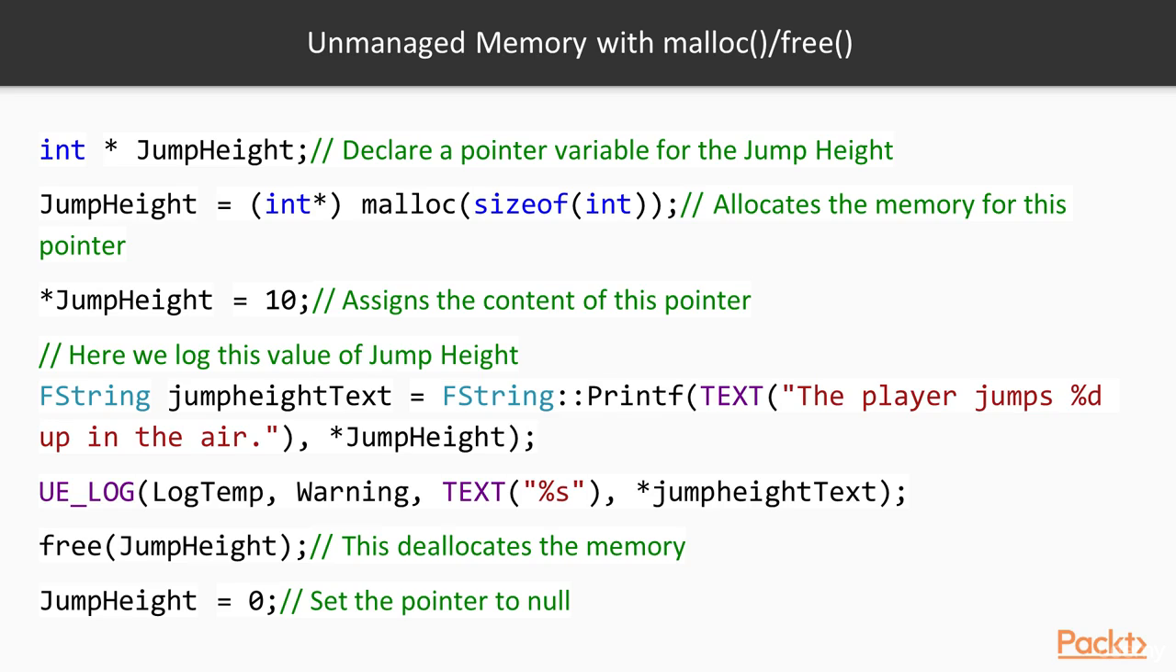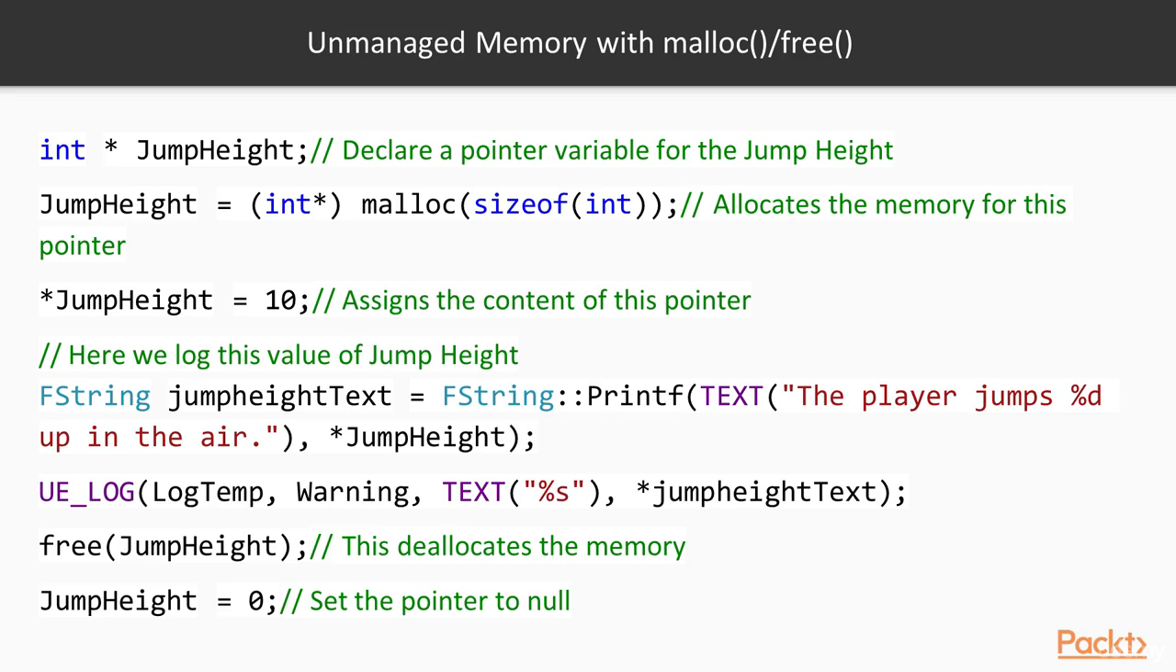Obviously, since it's only a simple integer, we might not need a pointer for it and could just create a simple variable. But hypothetically, let's say that we do want to use a pointer. So first, in the first line, we declare our pointer variable, called jump height, by typing int pointer jump height. The star symbol here is the symbol for a pointer variable. In the second line, we are allocating the memory for this pointer. We call the malloc function, which takes in the size in bytes of the amount we want to create.